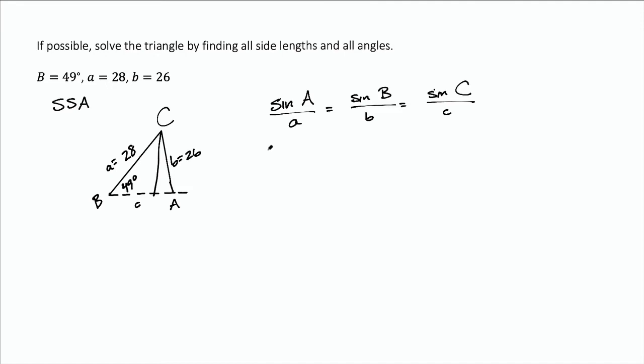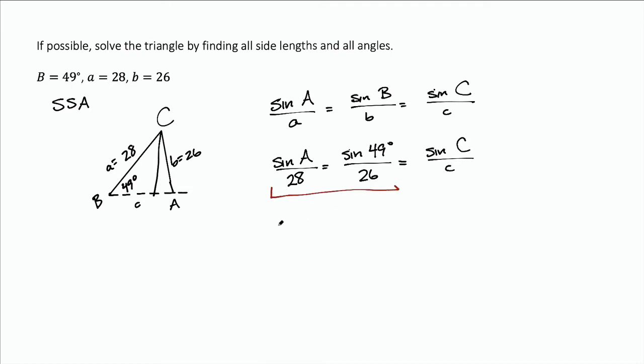Now plugging in what we know, we've got the sine of A over side length A, which is 28, and then sine of angle B, which is 49 degrees, over side length B, which is 26. And we don't know either of the C's, so we're just going to leave that like that. Now we have this fraction where we know everything. We don't know either one of the C's, so we can't work with this fraction yet. However, over here with the A fraction, there's only one thing we don't know. So we're going to work with this equality right here.